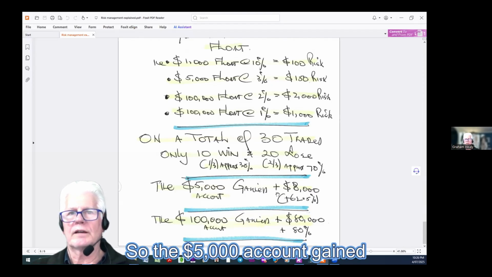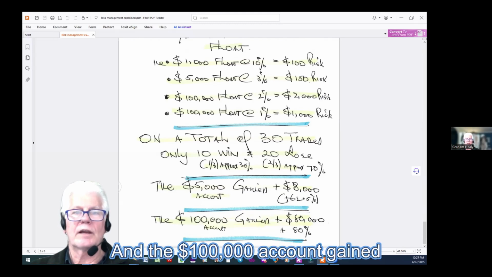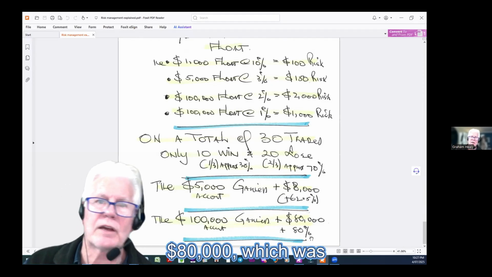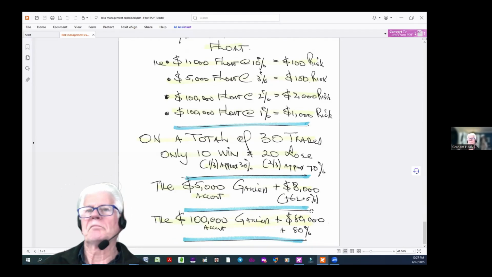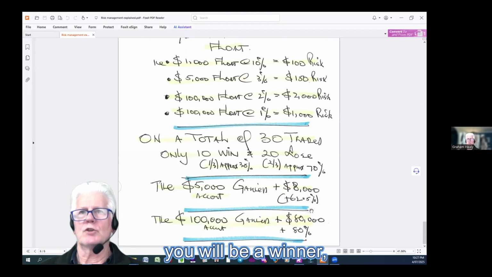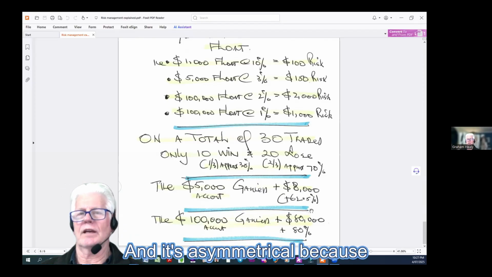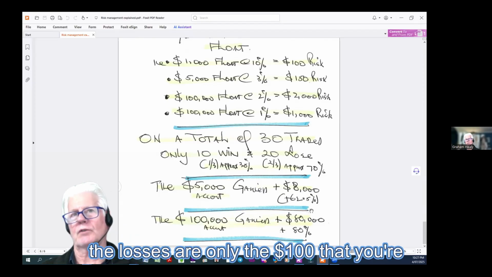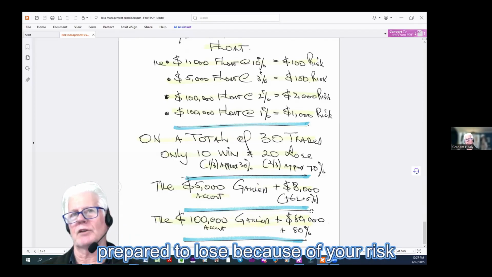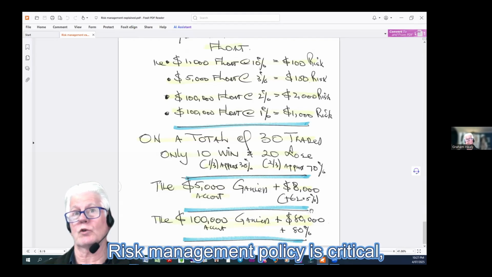So the $5,000 account gained $8,000, which is 160%, and the $100,000 account gained $80,000, which was 80% on the original float. Now, this is just giving you a broad brush idea. At the end of the day, you will be a winner, even though you've lost 70% of those trades. And it's asymmetrical because the losses are only the $100 that you're prepared to lose because of your risk management policy, which is critical. I'll repeat it again. Risk management policy is critical.